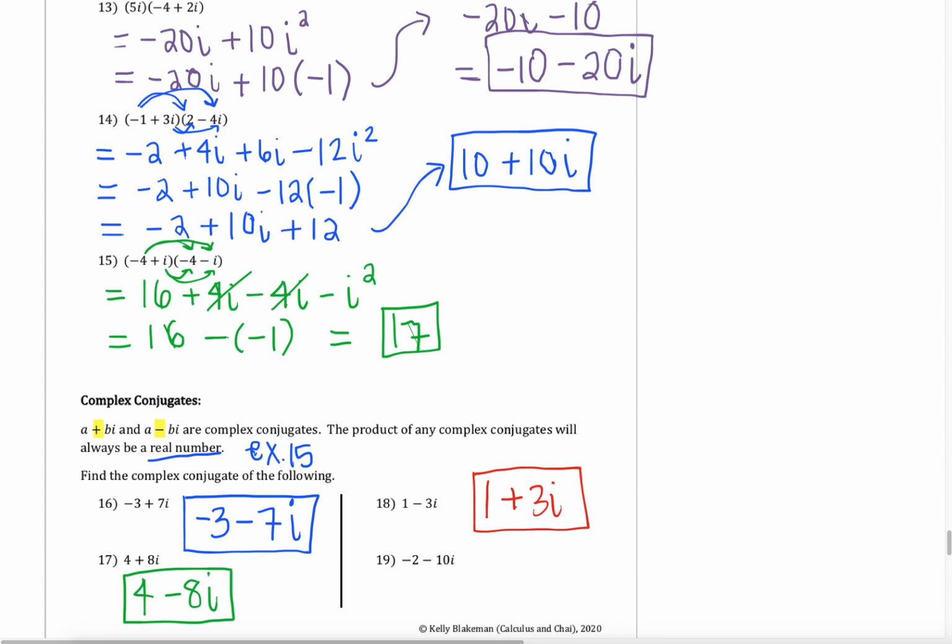We have -2 minus 10i. Why don't you guys pause the video and find the complex conjugate for example 19. So here our complex conjugate would be -2 plus 10i. So again, the real part is staying the same, so the -2 stays the same, and I switch the sign on the imaginary part, so I get +10i.